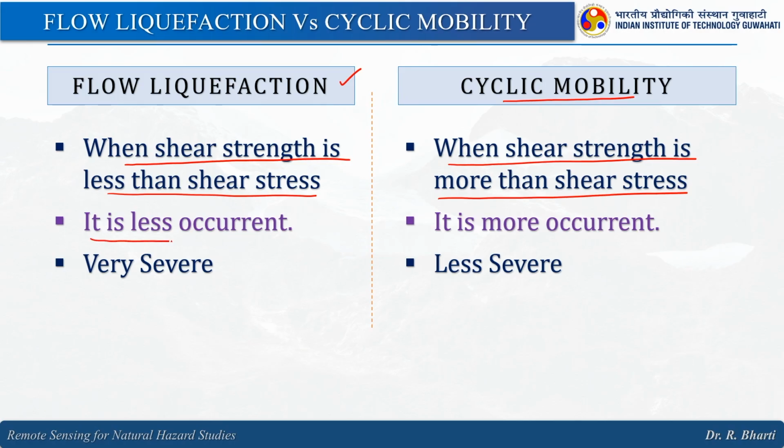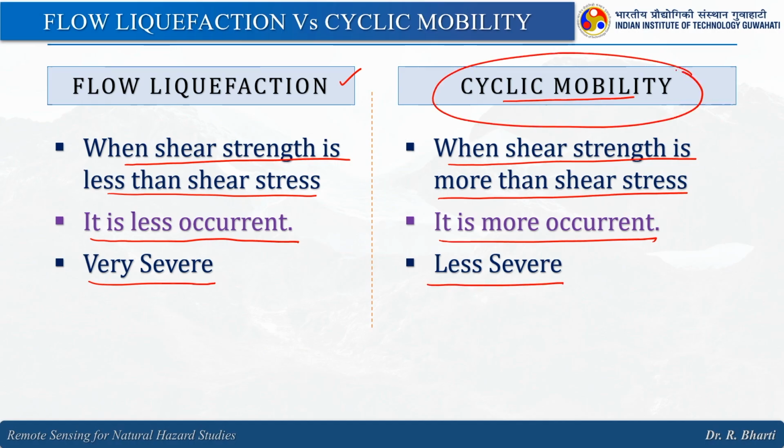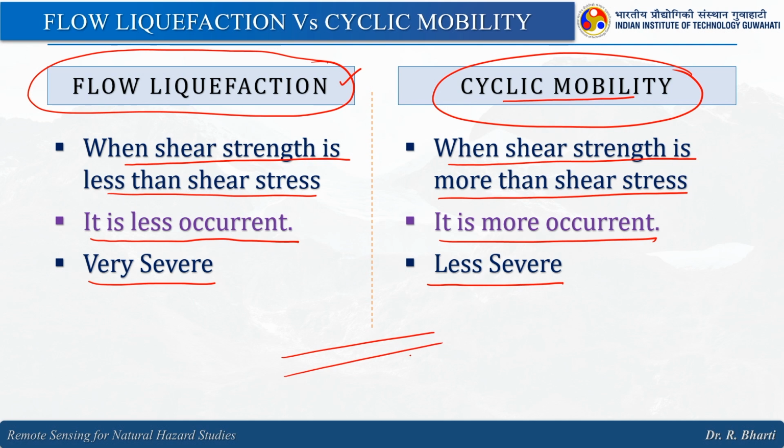Flow liquefaction is less frequent and very severe, while cyclic mobility is more frequent and less severe. So, cyclic mobility is less severe than flow liquefaction. Both of them are different types of liquefaction.